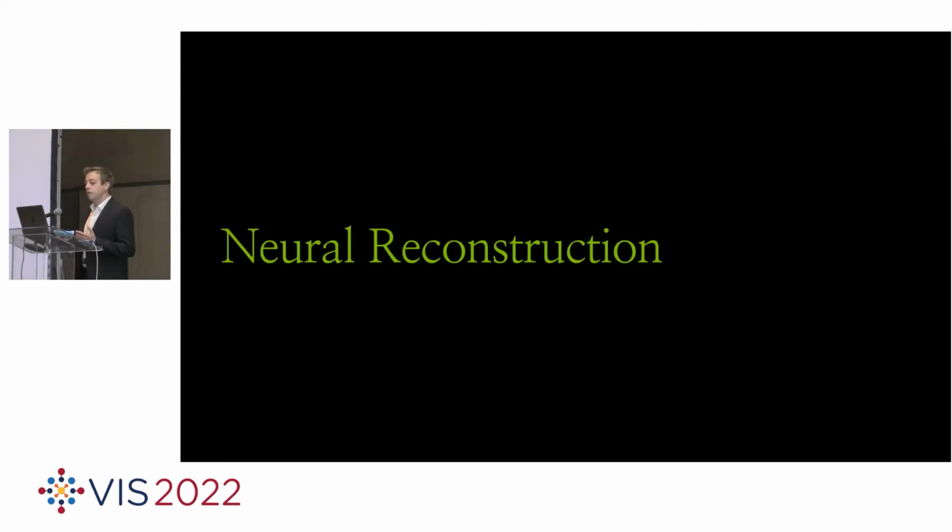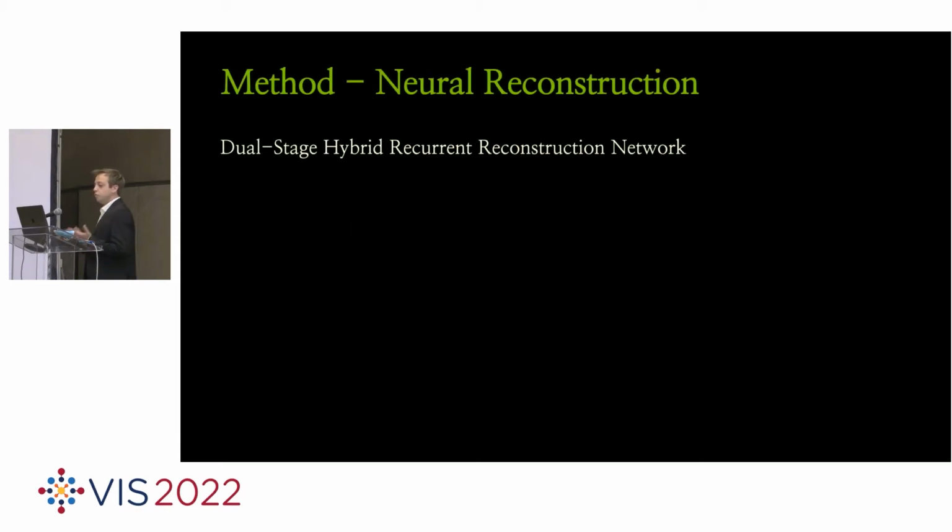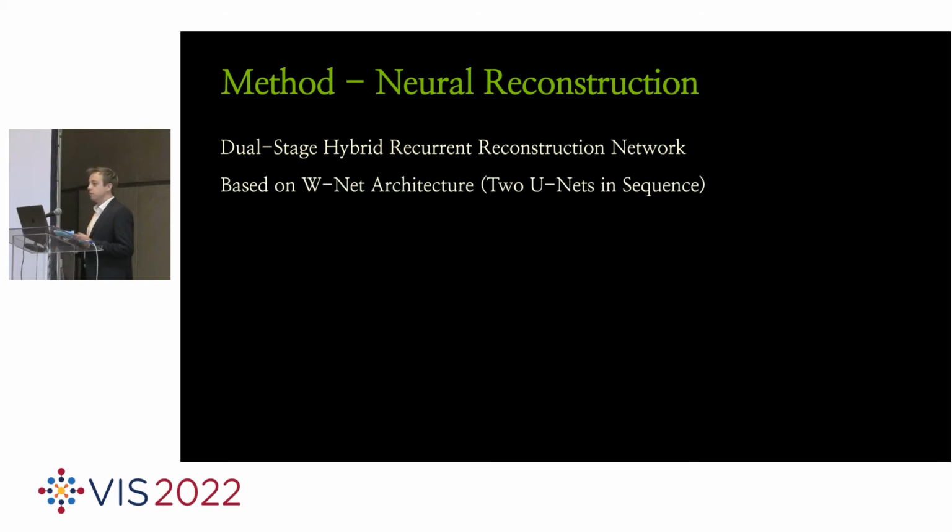Next, let's see how deep learning helps us reconstruct the full frame. To achieve high quality and appropriate speed for the deep learning step, we designed a new type of hybrid neural network. It's a two-stage recurrent network based on the WNet architecture. For those unfamiliar with the term, the WNet architecture is a neural network architecture that gets its name from the fact that it contains two UNet architectures in sequence.